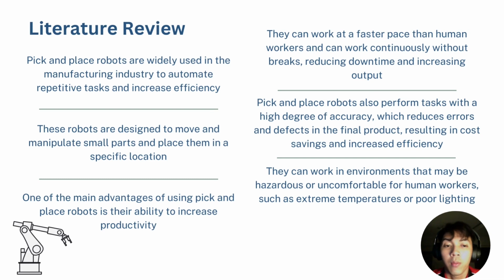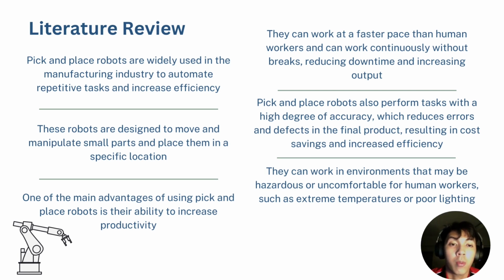In the literature review, we will talk about pick and place robots. Pick and place robots are widely used in the manufacturing industry to automate repetitive tasks and increase efficiency. These robots are designed to move and manipulate small parts and place them in a specific location. One of the main advantages is the ability to increase productivity. They can work at a faster pace than human workers and can work continuously without breaks, reducing downtime and increasing output.